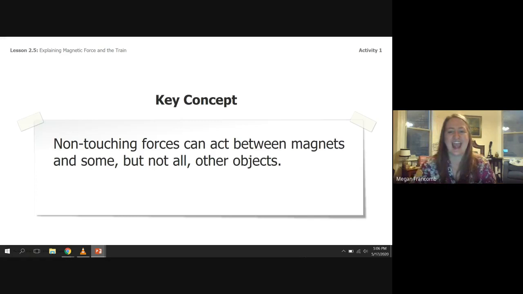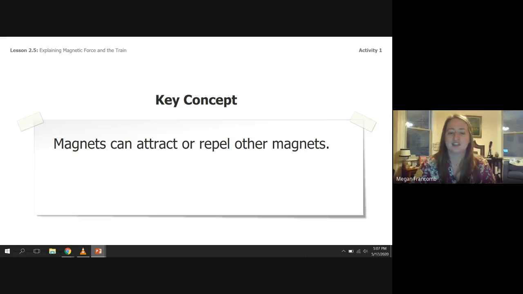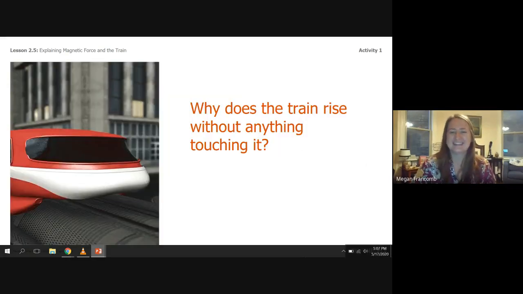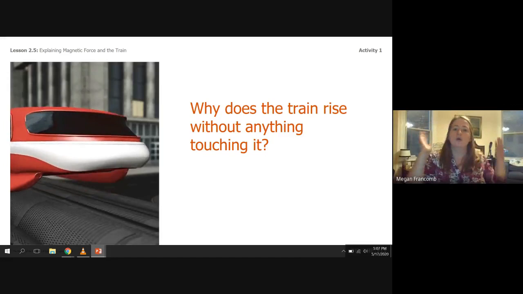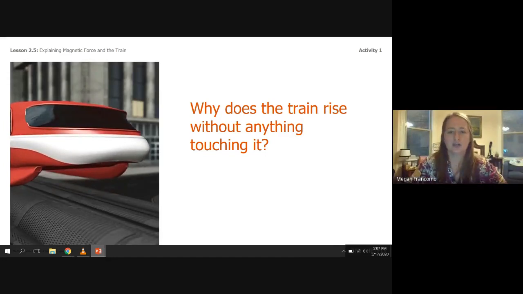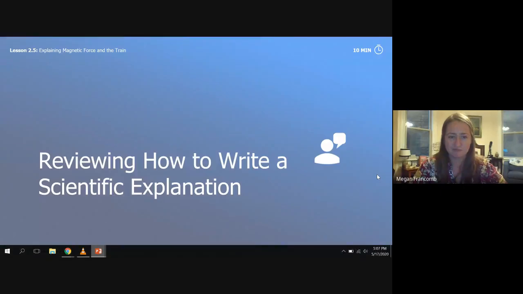Non-touching forces can act between magnets and some, but not all, other objects. Magnets can attract or repel other magnets. Magnets can attract some metal objects. So, why does the train rise without anything touching it?